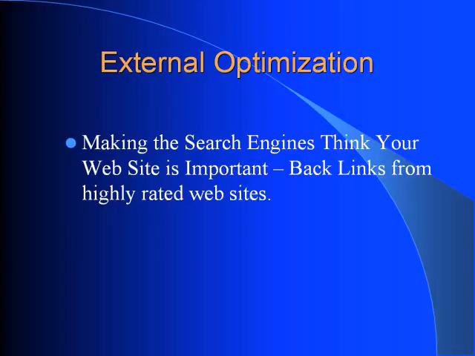Okay, now we're going to talk about external optimization. What this is, is getting the search engine robot to think your site is important. And that's done with incoming links, that is, links on other people's sites that link to yours. The robot can do a quick survey of the internet and find out how many links are coming into your pages. And that's what they do.